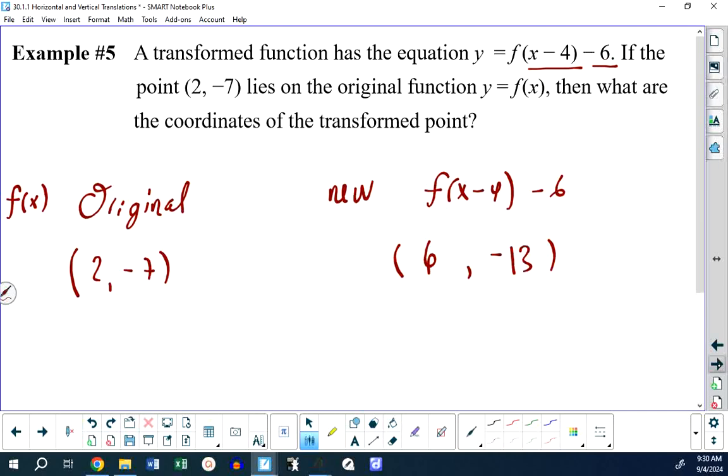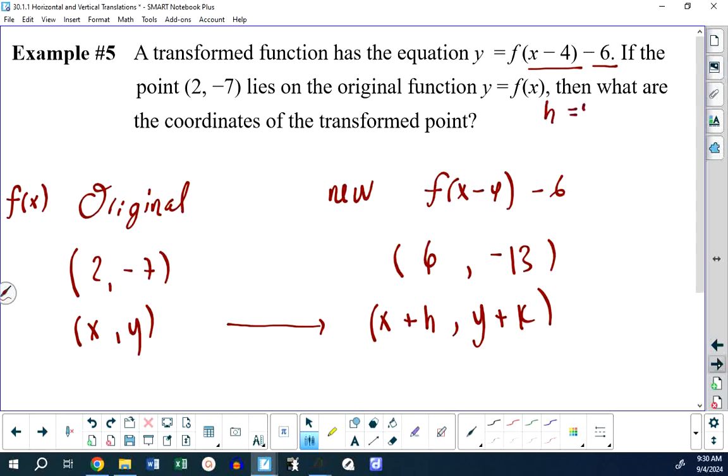Okay. See, a more formal approach, though, and there's nothing wrong with the more formal approach because it might be needed at times, is to say that the mapping is always this. This is what we've learned. This is what we've learned today. And when you look up here, h is 4 and k is negative 6.